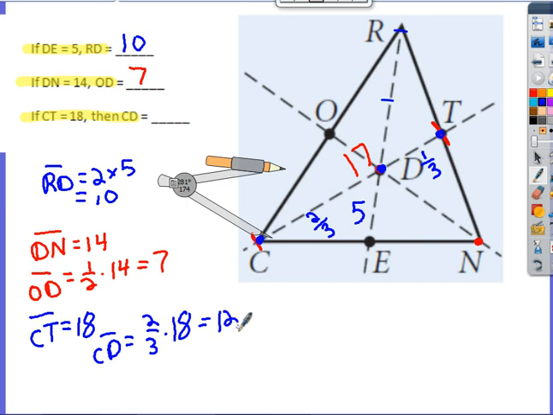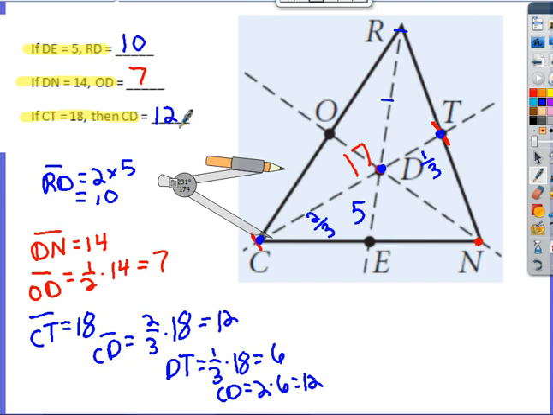Or you could solve for DT first. You could say DT equals 1/3 of 18, which equals 6. And then CD equals 2 times DT, which is 12. Either way, you get 12. You can solve it either way. If you don't understand what I was saying, please go back over the video and re-watch this part again. This is an important piece of information.